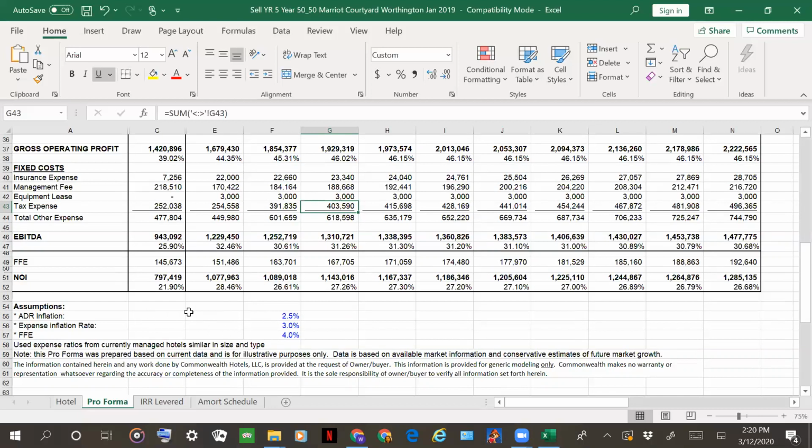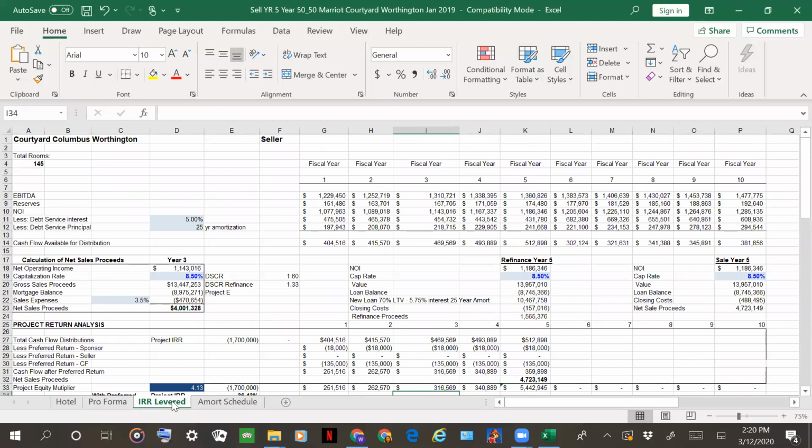Also in the spreadsheet, you'll see the ADR inflation. This is the rate of escalation per year, expense increase, and the reserves. All right. Now, here's the big one. This is the IRR, internal rate of return levered, meaning you leveraged it with debt. And so we're going to show you here with all expenses what the income looks like with debt. And it breaks it all down.